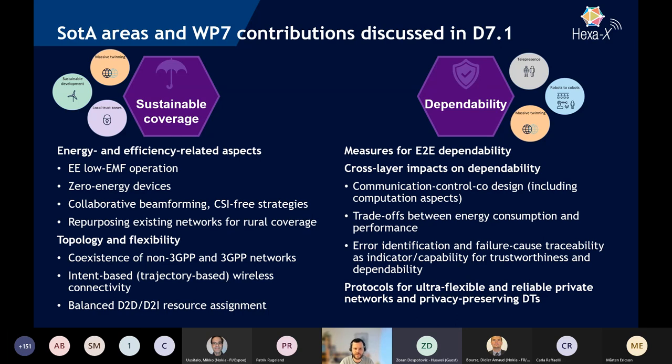On the dependability side of things, we have on the one end to define and measure end-to-end dependability, which was just outlined. So basically the challenge of coming from the application perspective. Then we have some cross-layer impacts on dependability. And one of those is communication control co-design, or communication computation control co-design, which basically describes such a cross-layer relation between the application side and the network side.